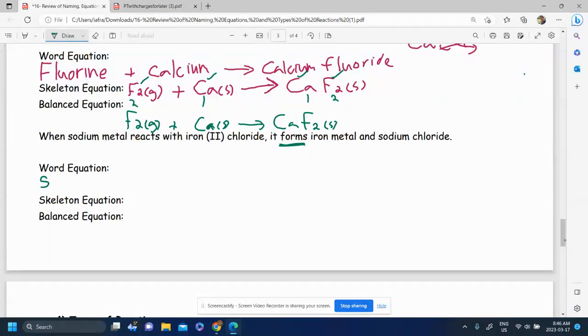So let's write out the reactants first. So the things that are reacting are sodium and iron 2 chloride. And they're going to produce or form iron and sodium chloride.